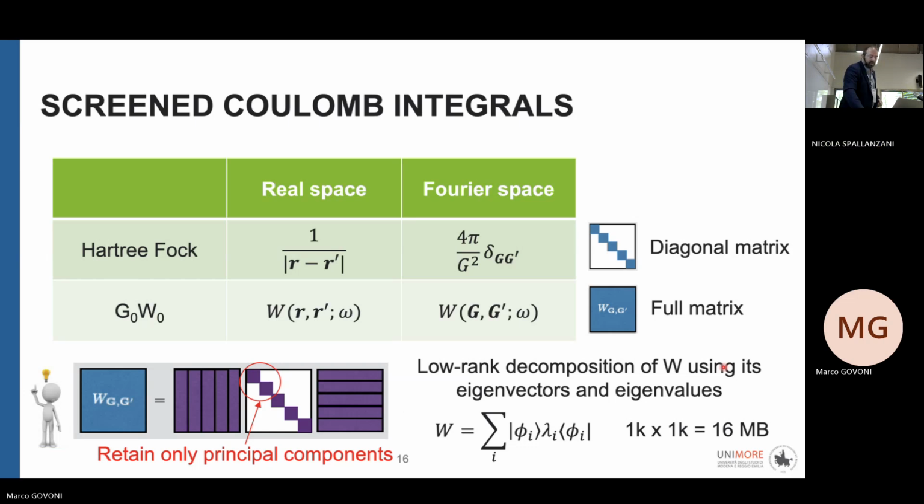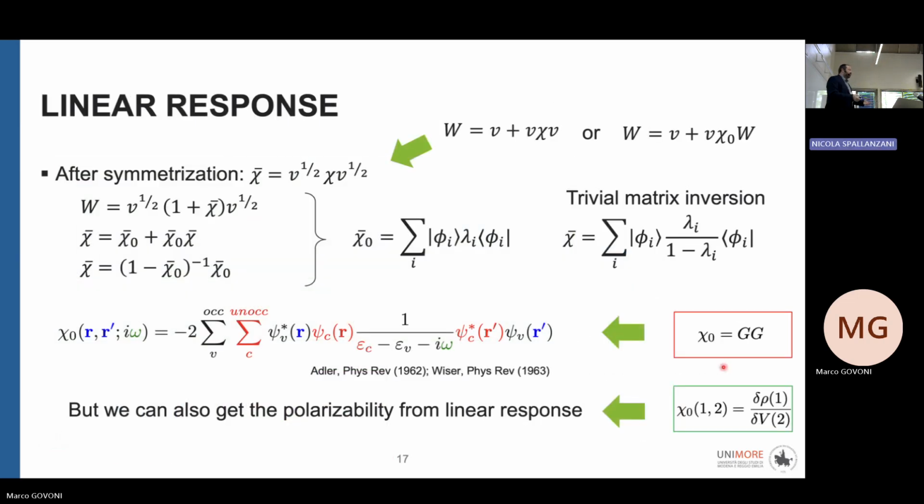Okay. I told you, if we have access to the decomposition, then we can use it. But what is the cost of getting that diagonalization? So we need to use a linear response to get the diagonalization. And so this is the starting point. These are the equations that you saw in Claudia's talk. We have the screened Coulomb interaction and how it is related to the bare Coulomb interaction. We can either express it using the full response or the irreducible response.